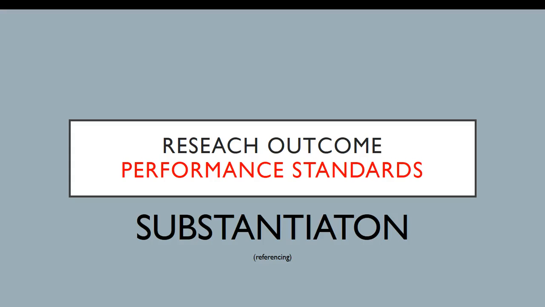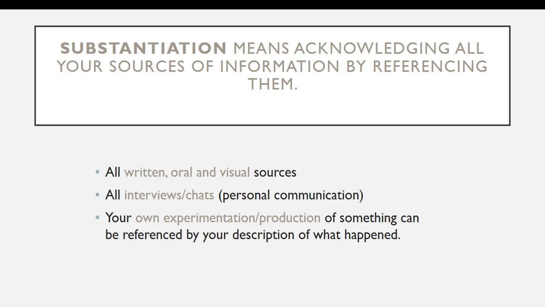The second performance standard for the research outcome is called substantiation. Basically, that just means referencing your work. Substantiation means acknowledging all your sources of information by referencing them. So all of the written, oral, visual sources, all of the interviews and the chats. And importantly, if you've done your own experimentation or your own production, your making of something, you can also reference by describing what happened in that particular circumstance.